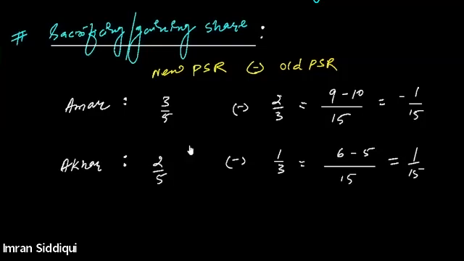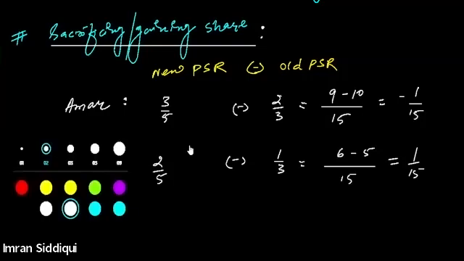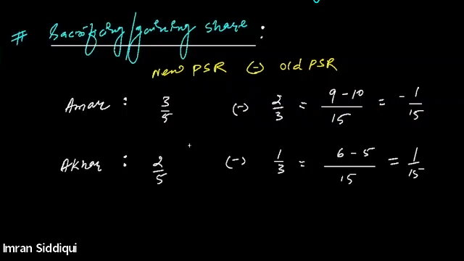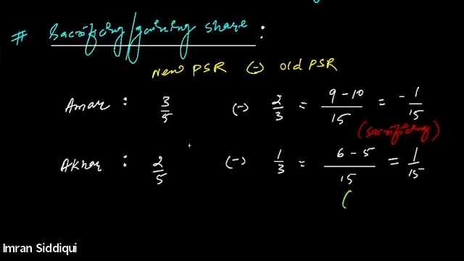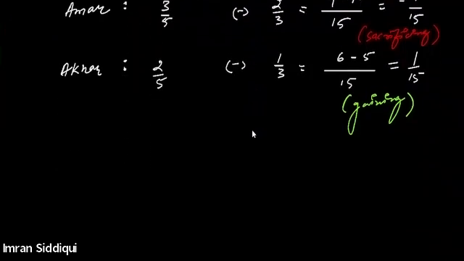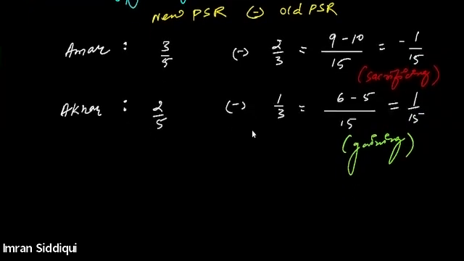That means Amar is sacrificing, since Amar's proportion of share is negative. That means he is sacrificing, and Akhar will be gaining since his proportion of share is in positive value. Right. Now we'll treat both the cases. So let's first of all talk about case one.